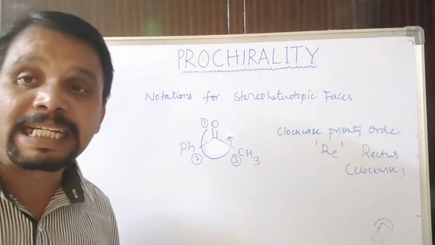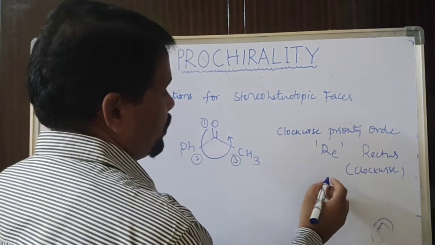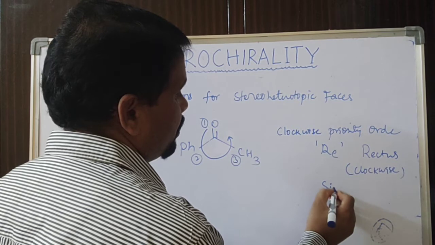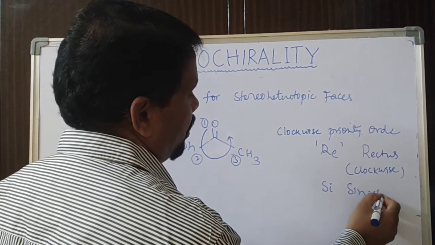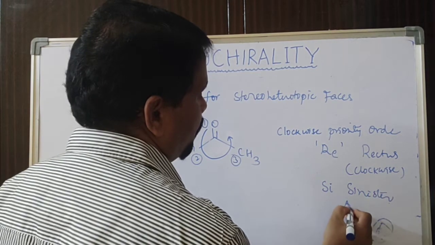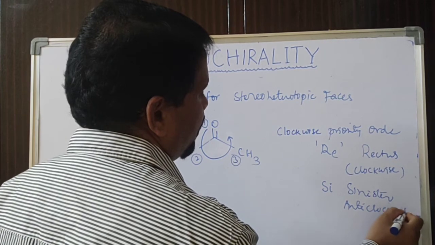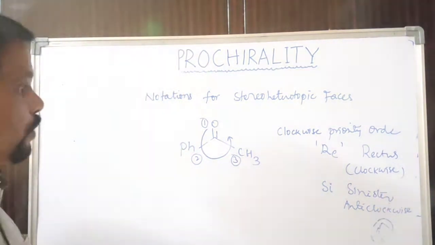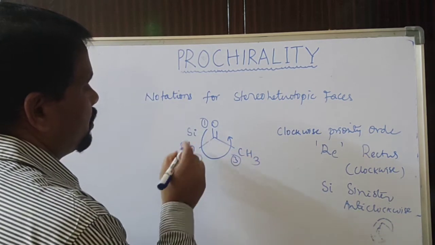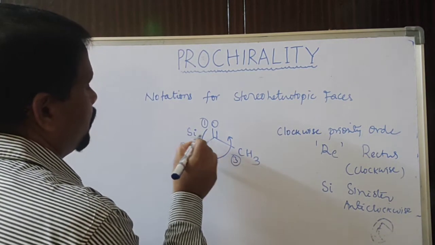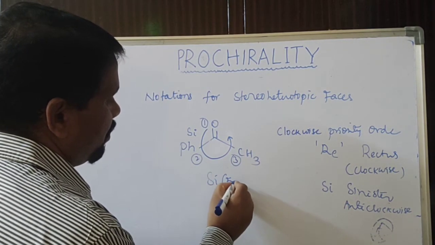So it is anti-clockwise rotation. Anti-clockwise rotation means Si, sinister. That means anti-clockwise. So this is the Si phase. Si phase means this is the front, Si front phase.